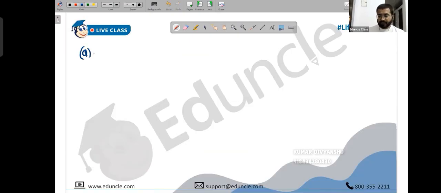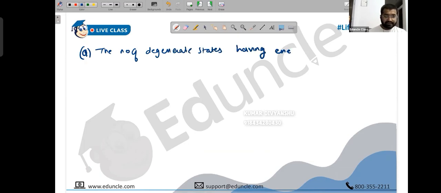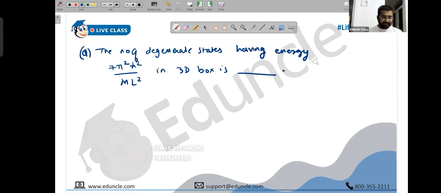Let's take a question, people. I have given you here: the number of degenerate states having energy 7 pi square h square upon ml square in 3D box is. Tell me the answer, take your time. Meanwhile, I will think of an example. You try this, let me think.